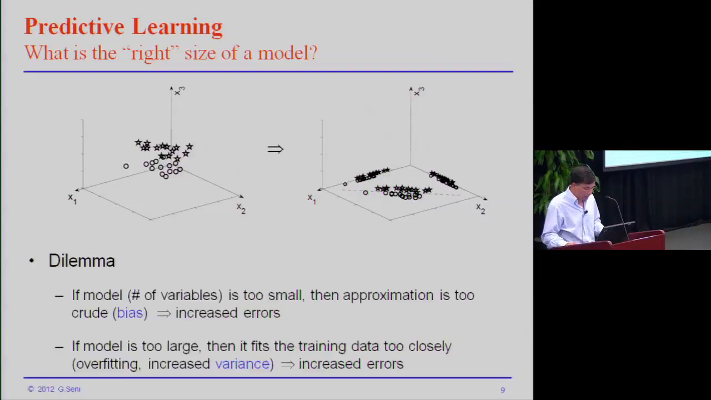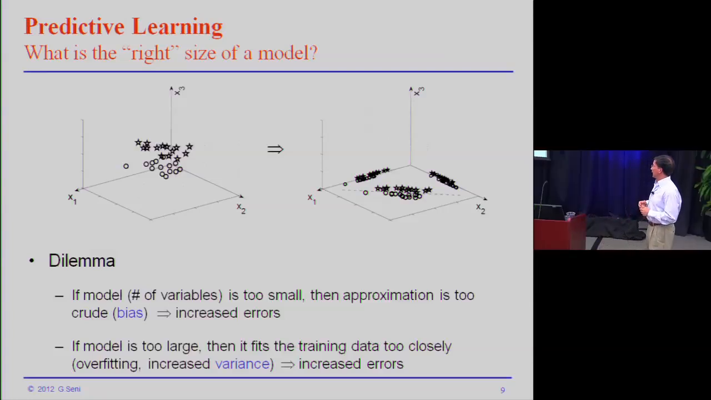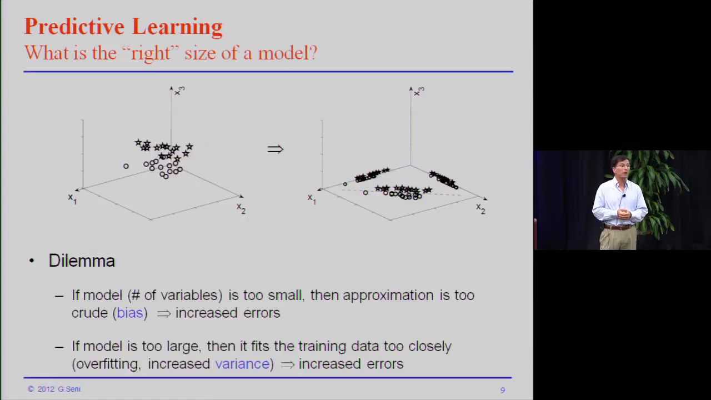And so the model size dilemma is this, right? If the model, or the number of variables, is too small, then the approximation is too crude, and we have what we call bias. If, on the other end, the model is too large, then we have more chances of overfitting, and we have what is called variance. And regularization, as I was saying earlier, is intended primarily to control the variance.